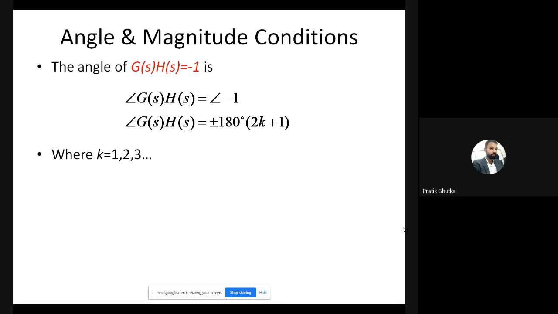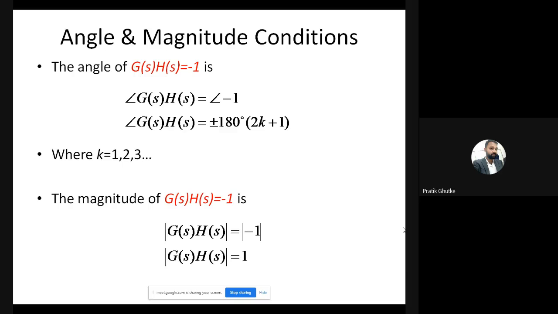So the angle condition of G(s)H(s) equals -1 is: angle of G(s)H(s) equals angle of -1, or else I can write angle of G(s)H(s) equals plus or minus 180 degrees times (2k plus 1), where k varies as 1, 2 and 3 in this case. So the angle condition of any given characteristic equation is that the angle of that term should equal the angle of that condition.